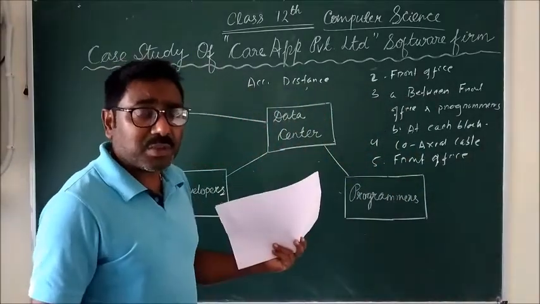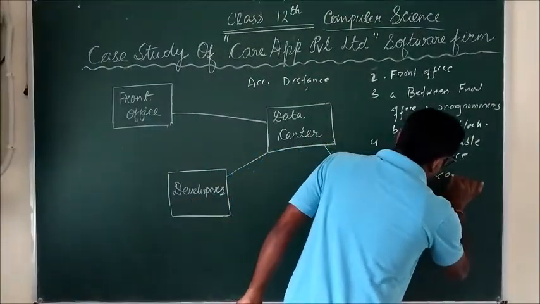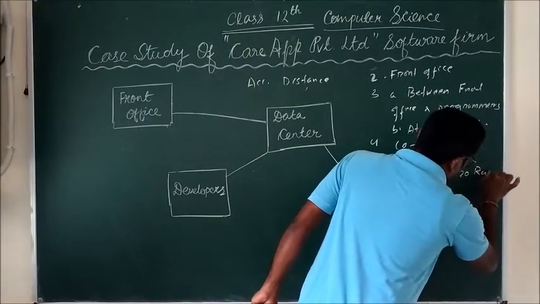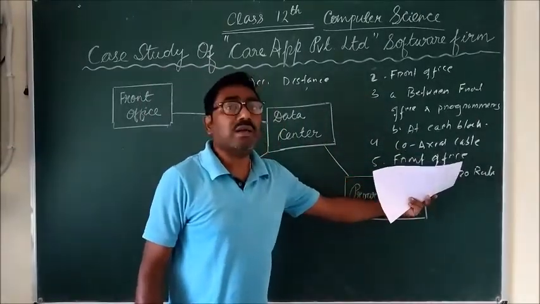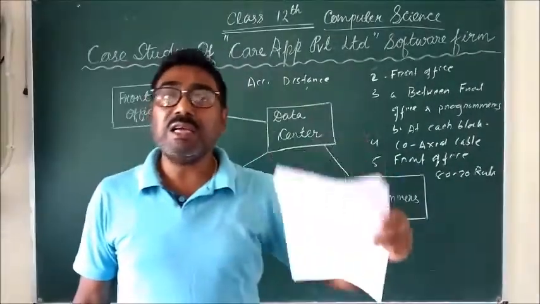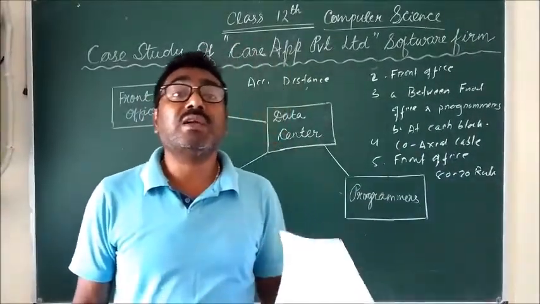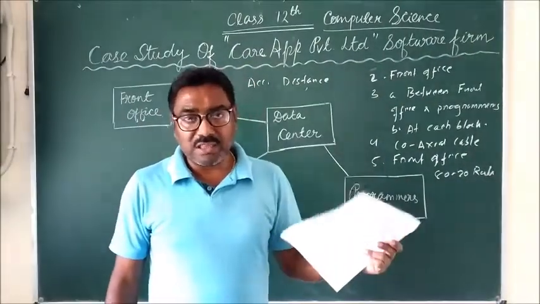Why? What is the reason for installing the server at the front office? The 80-20 rule. The 80-20 rule means that 80% of total network traffic will be handled by the local network, and 20% of the total network traffic will be handled by the global network or internet.